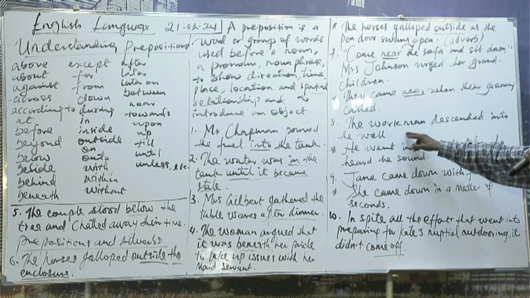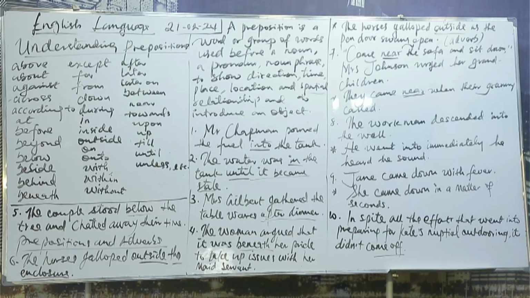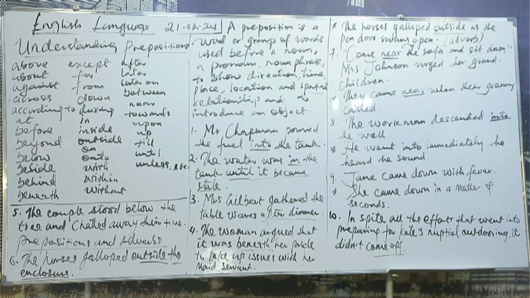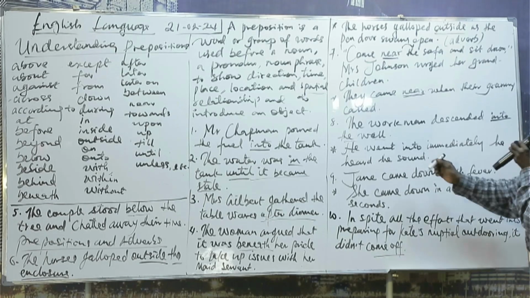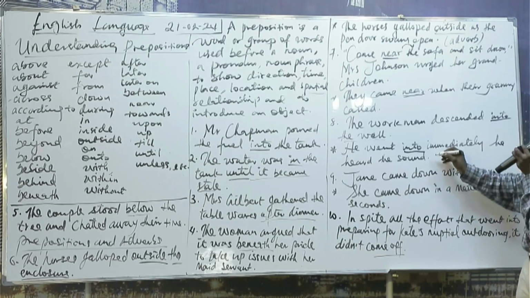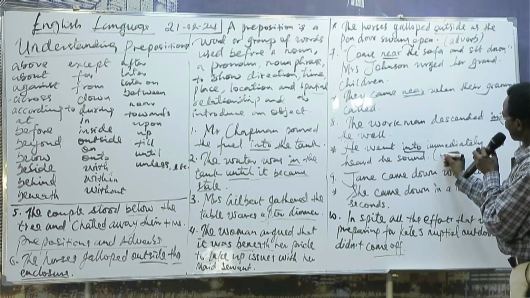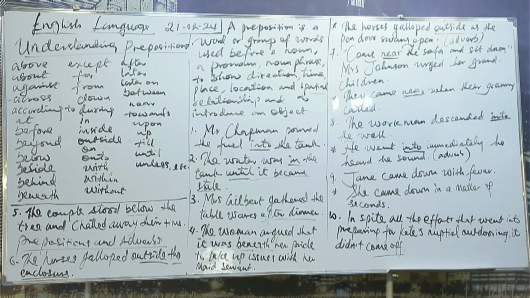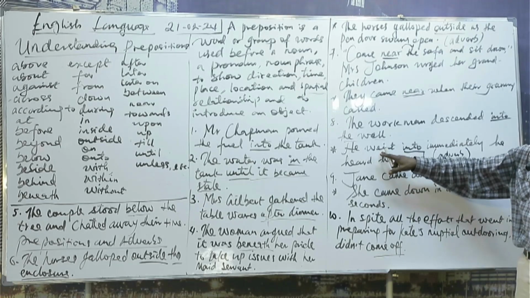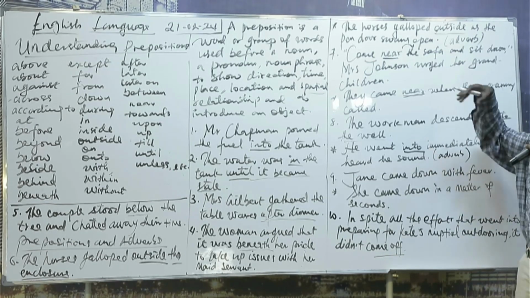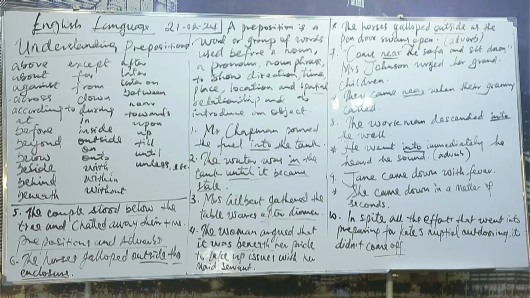Number 8 here says, the workman descended into the well. Here into governs the noun, the well. Descended into the well. And we have, he went in, immediately he heard the sound. This is an adverb. The earlier one is a preposition governing the noun. This adverb modifies the verb went, telling us where he went or the direction. Adverb of direction telling us the direction that the workman went.